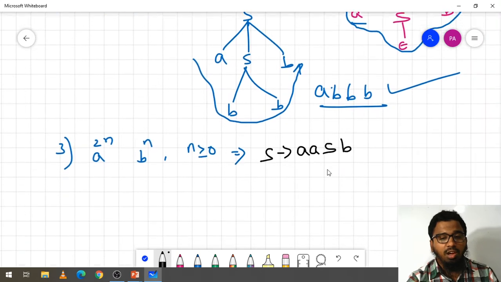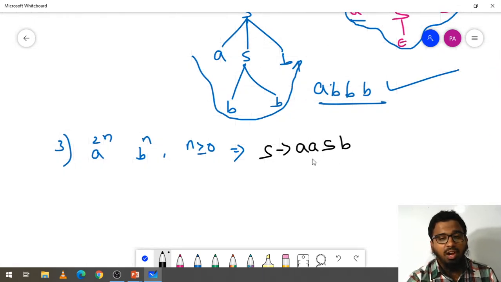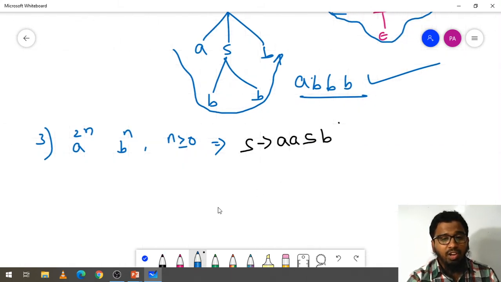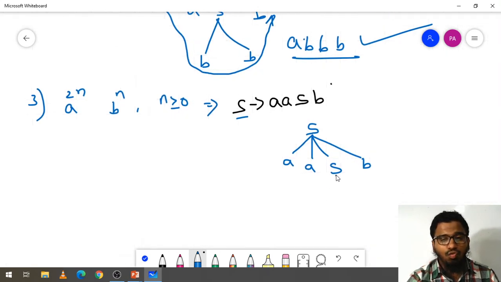So how is this correct? Let's take it, I will show you the example. Here we need to add the epsilon also. How and why we need to add it, I will tell you. This is S and it is divided into 4, A, A, S, B. Again this is divided into 4, because S is only 1.